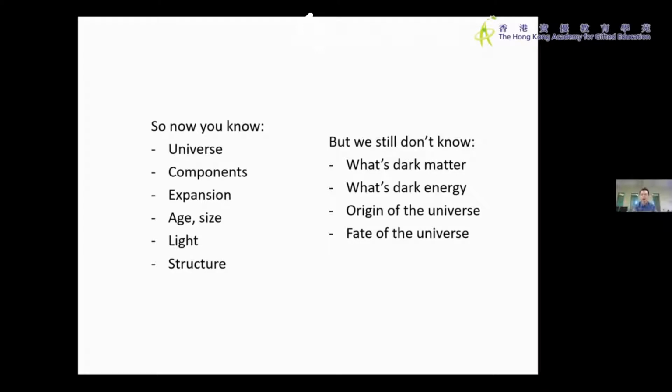And also there is the structure of our universe, how the galaxy clusters form. But we still don't know a lot of things about our universe.